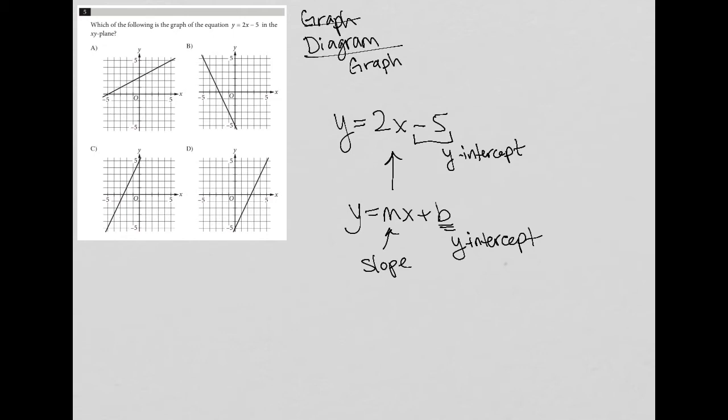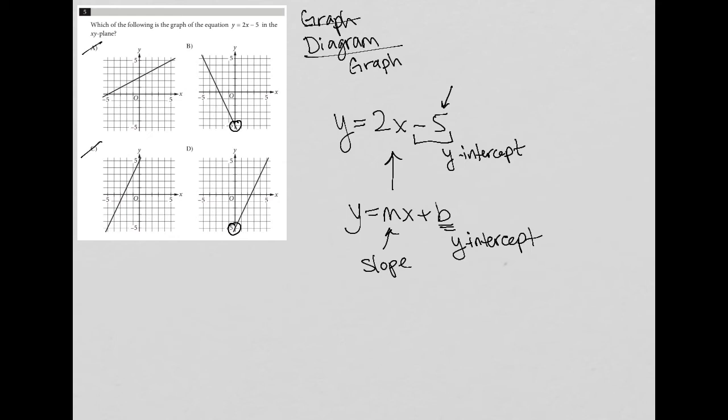Well, I don't see it in choice A, so that's gone. I do see it here in choice B. That's the y-intercept down at -5, so B stays. I don't see it for choice C, so that's gone. And I do see it for choice D, right? We have -5 as the y-intercept, so it stays. So just understanding what b represents, or what this -5 represents, crosses out two potential answers.